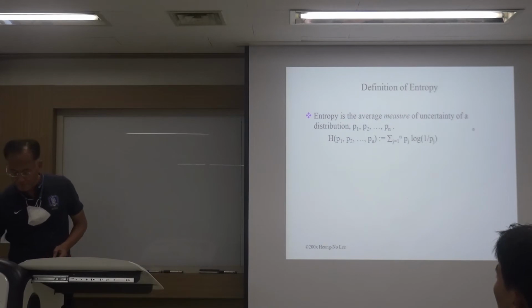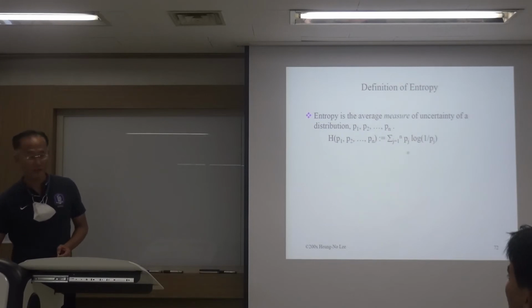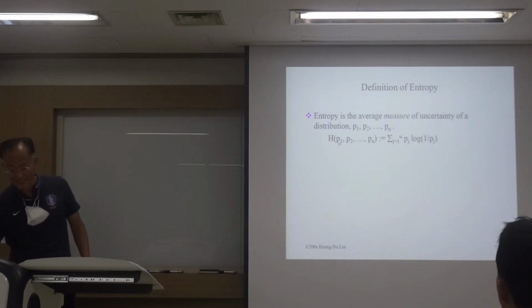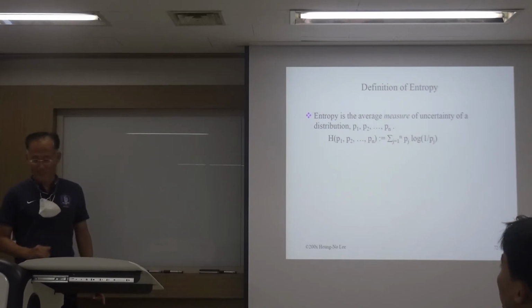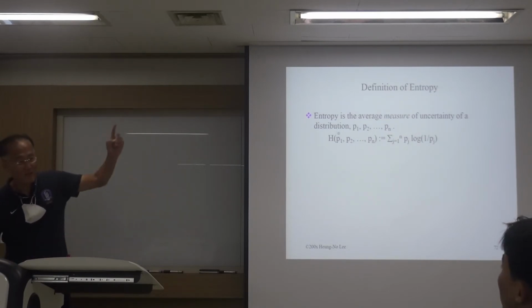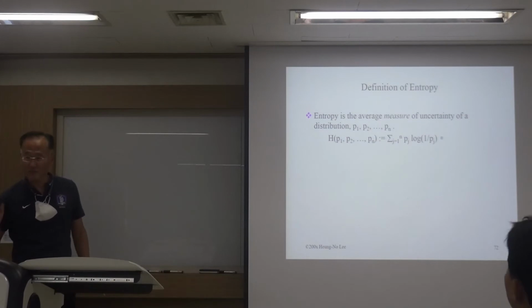When do you have this entropy equal to 0? Can you give an example? A sure event. How do you create a sure event given the notation here? Yeah, so you said P1 is equal to 1, and the rest of them are all 0. So it's a degenerate distribution. Its entropy is 0.